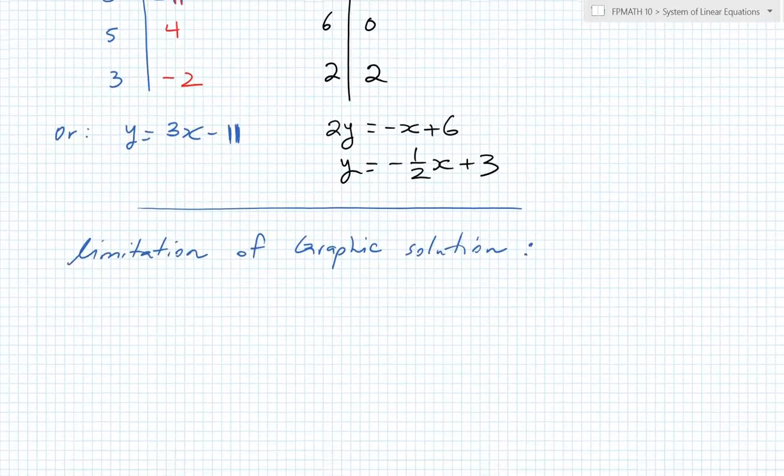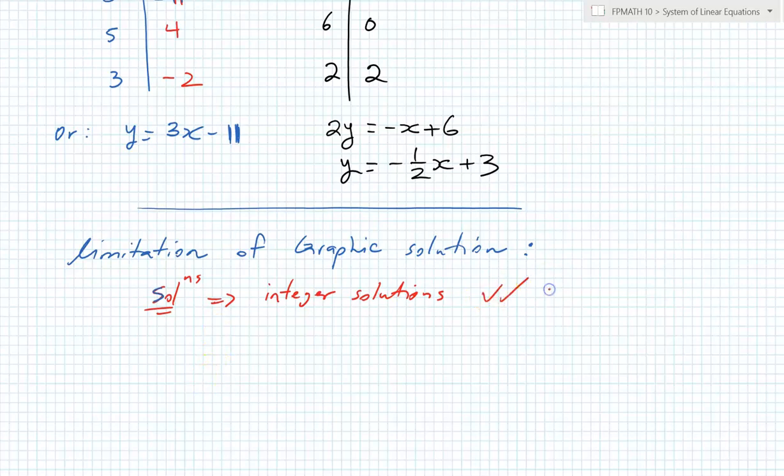So solutions usually need to be integer solutions so that you can read them off the graph accurately. Other than that, you cannot. Then we need to use an algebraic solution, and that is the next section.